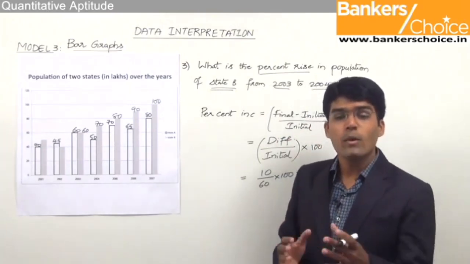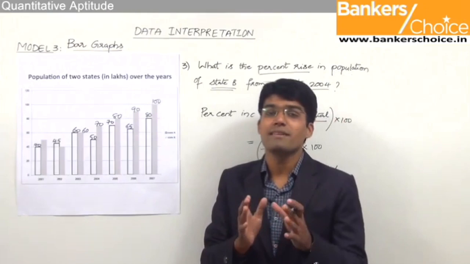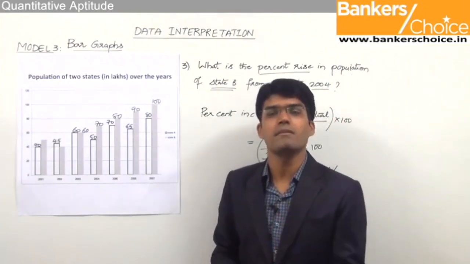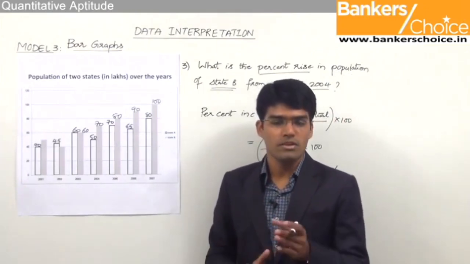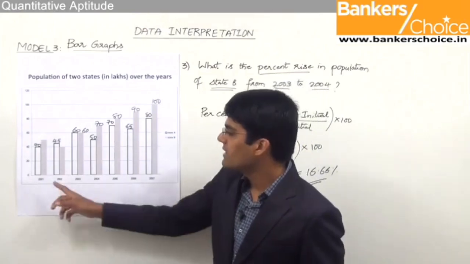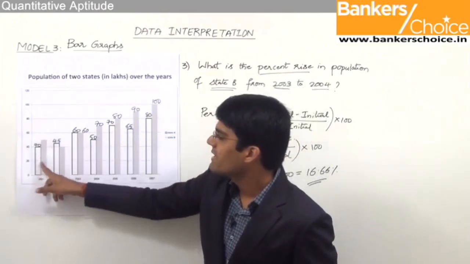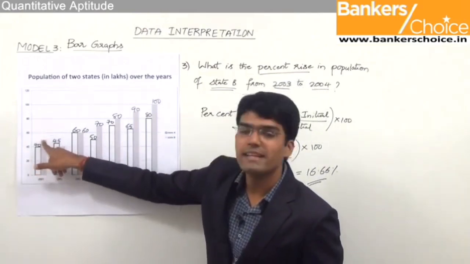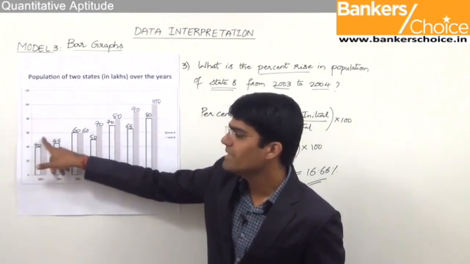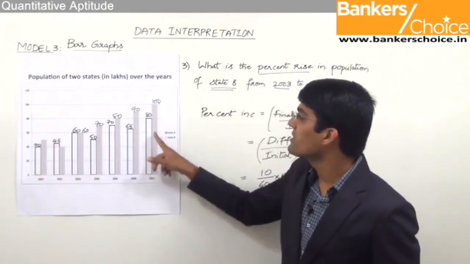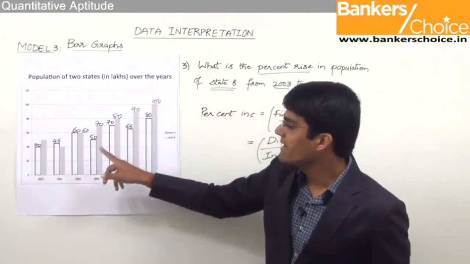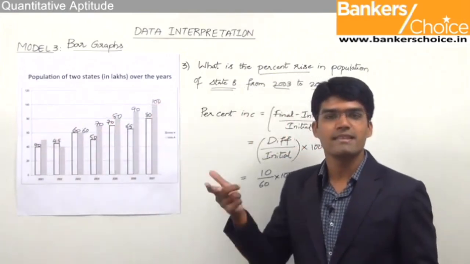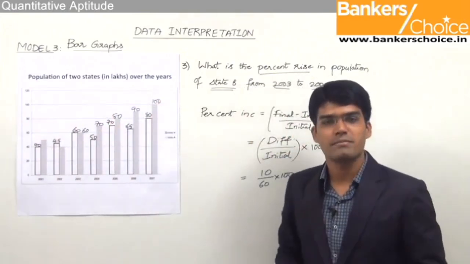Likewise, what is the percentage change in population of state B over the given period? Now population of state B, as you can see, in first year 2001 is exactly in the middle of 40 and 50. So 50 lakhs. First year the population of state B is 50 lakhs. And last year the population of state B is 100. So again here as well it has got doubled. So we can say that B has also increased by 100%.